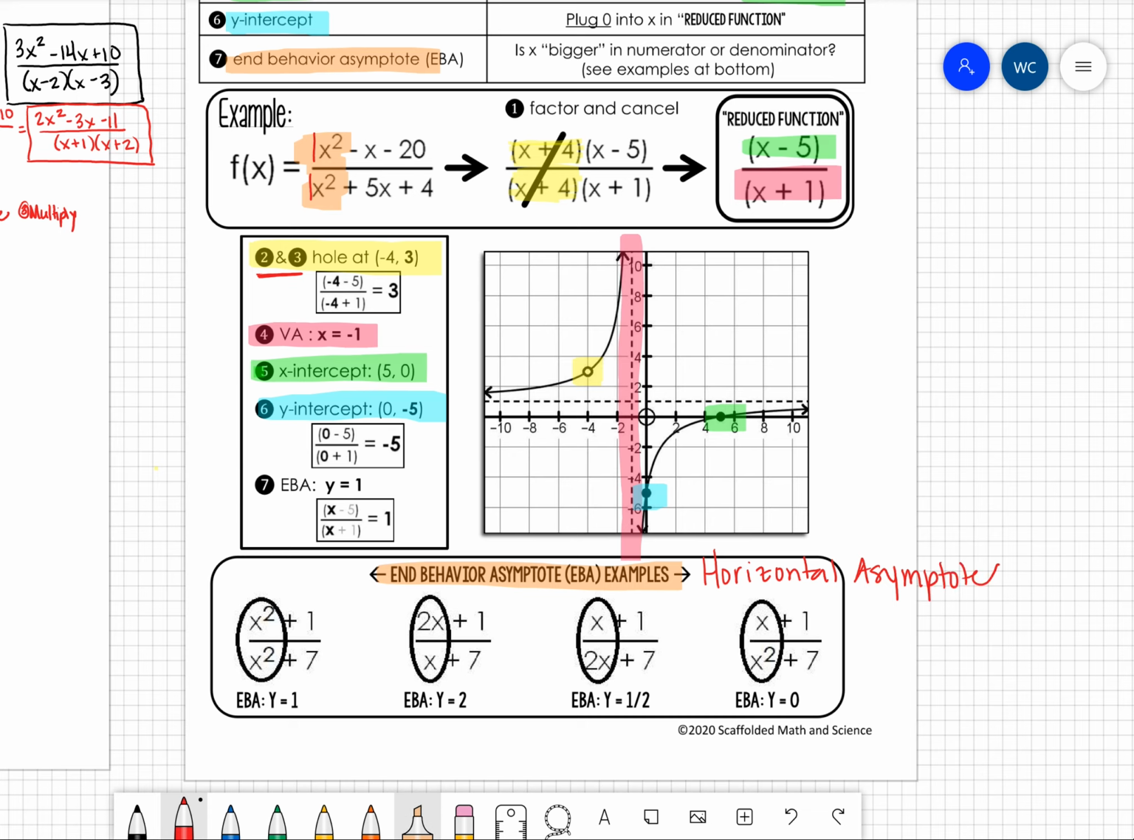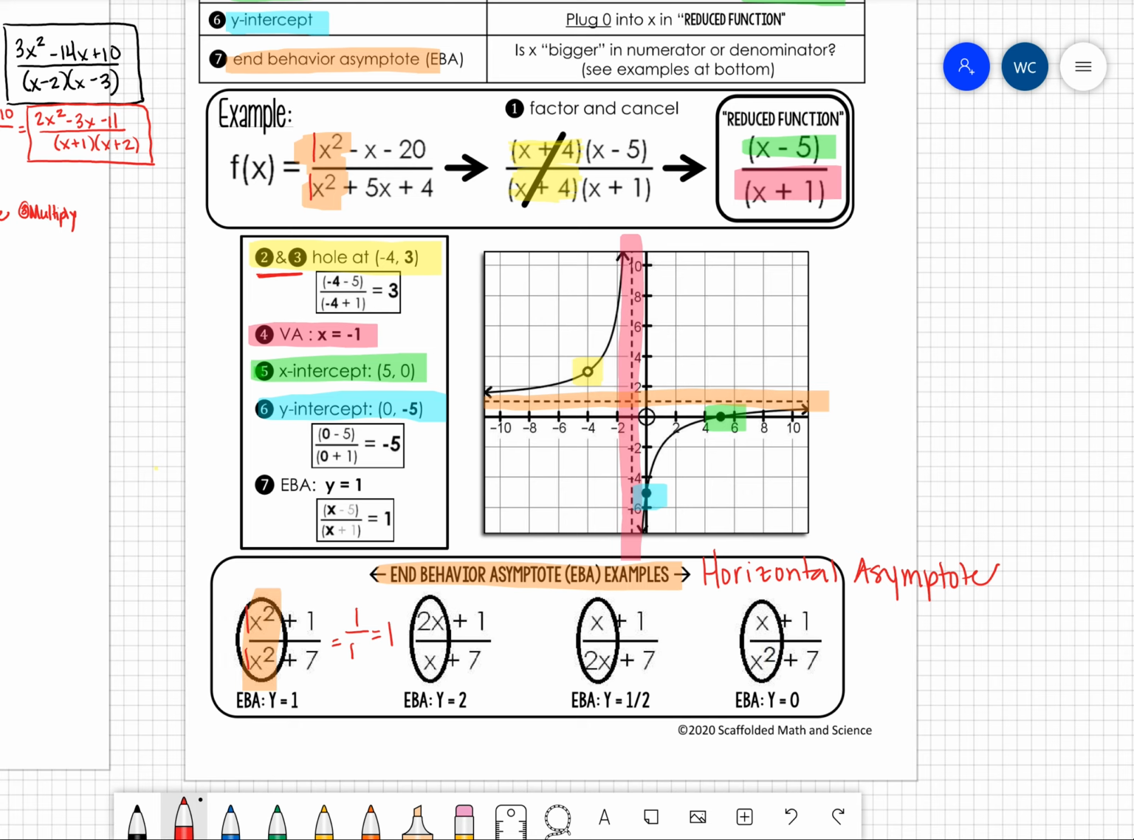Okay. Now, if it's x squared over x squared, meaning they're the same, it's going to be a 1. Meaning you're going to have a horizontal line at 1 on the y-axis. Okay, remember, it's like dropping those x squareds so that you get a 1 over 1, which equals 1.